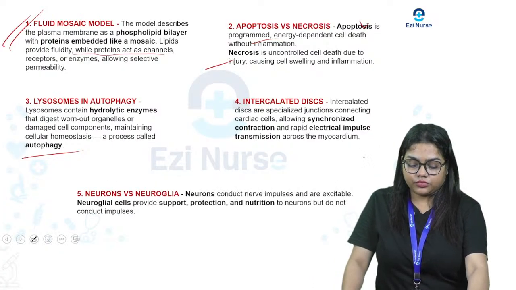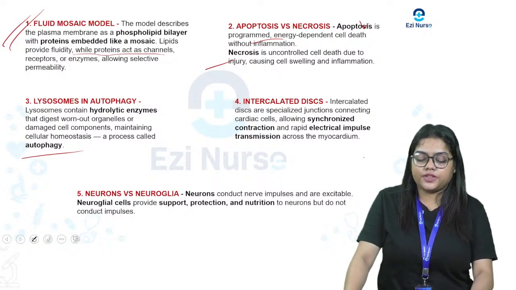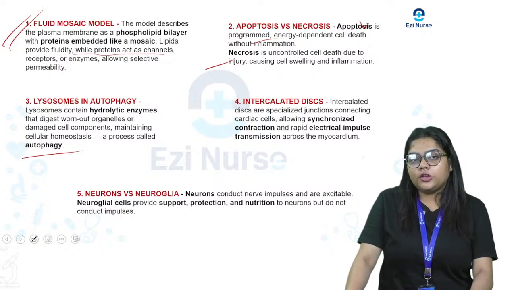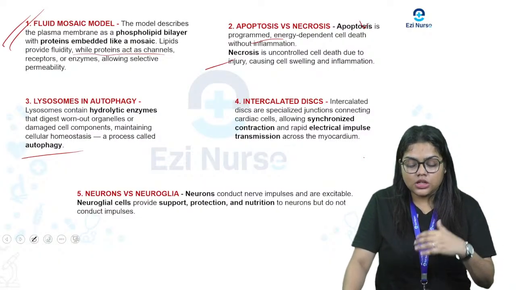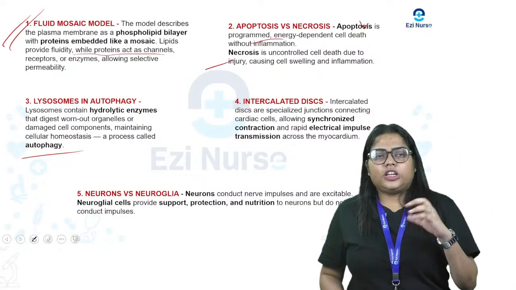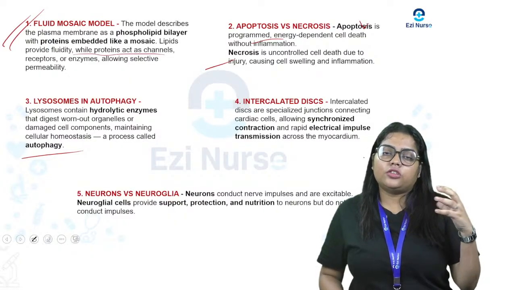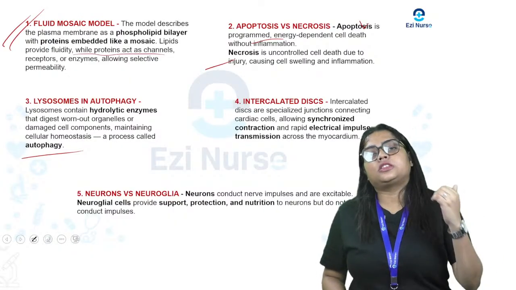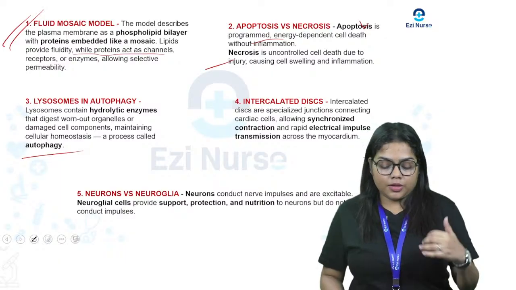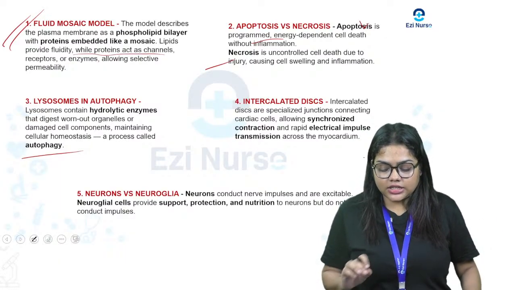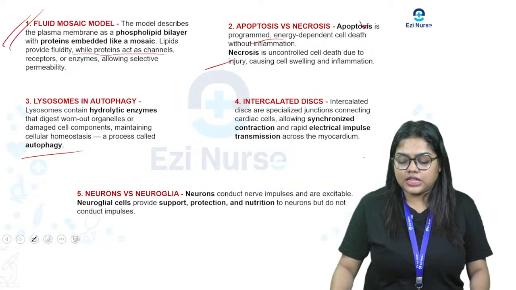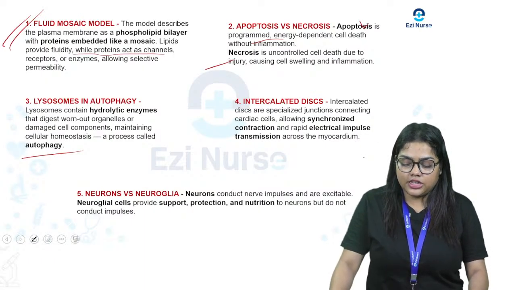The last question is neurons versus neuroglia. So we know neurons are non-reproducible. From childhood, if the neurons are 50, they will stay at 50 up to death. But neuroglia are growing cells. So neurons conduct nerve impulses and are excitable.